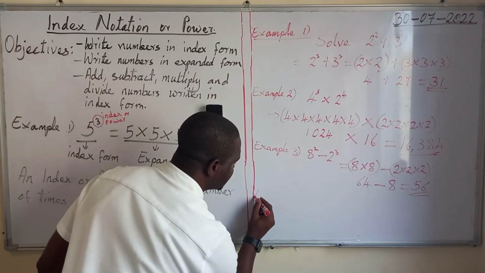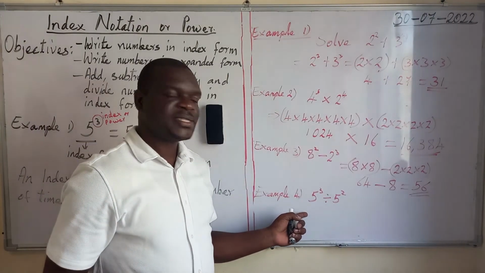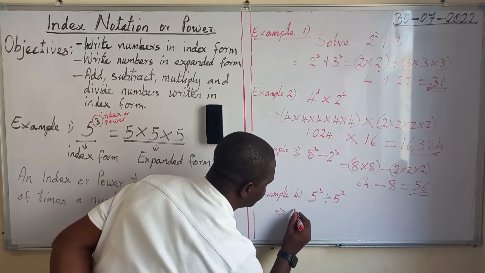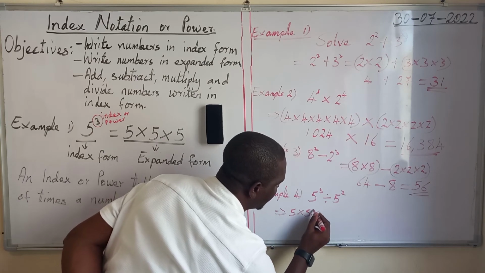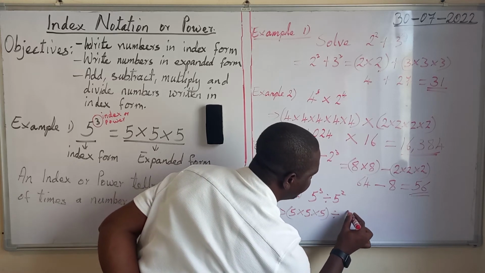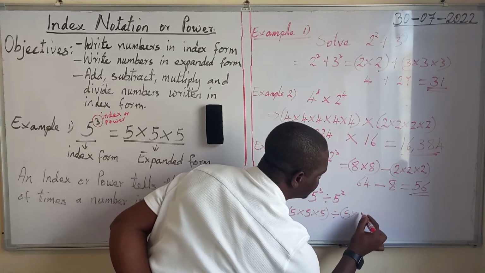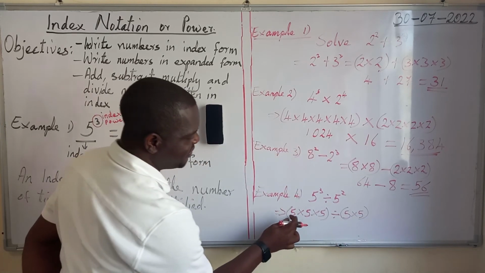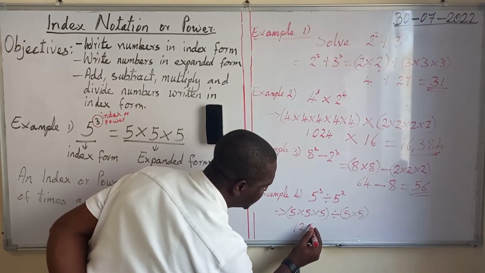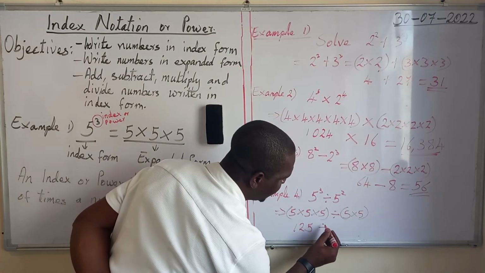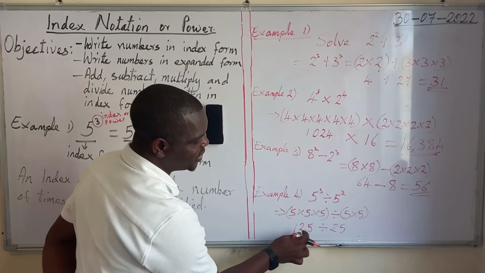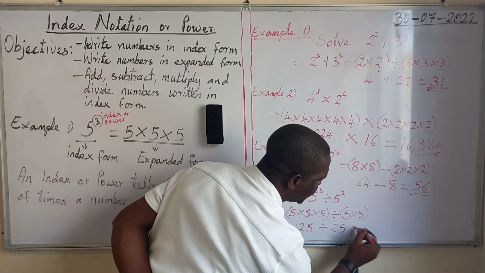Let's look at the last example. Example 4 says 5 cube divided by 5 square. Let's expand. 5 cube is 5 times 5 times 5, bracket open and closed, divided by 5 times 5, bracket close. 5 times 5 is 25. 25 times 5 is 125. Divided by 5 times 5 is 25. So 125 divided by 25 will give 5.